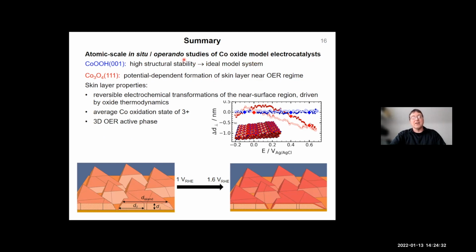Because the structure does not change under reaction conditions, and it's also a very good catalyst, similar to Co3O4. And here you form the skin layer, which is probably chemically related to this cobalt oxyhydroxide, because the average cobalt oxidation state of 3+ is the same as in this material. It's a reversibly formed phase driven by the oxide thermodynamics, not by the OER itself, because it starts at much more negative potentials, and it seems to be an OER active phase.